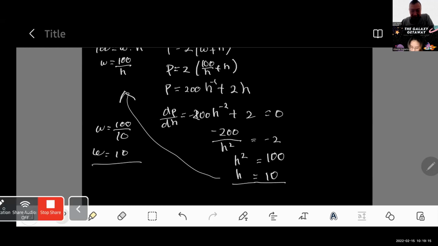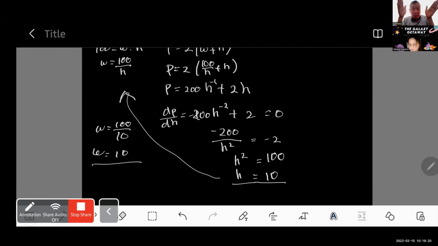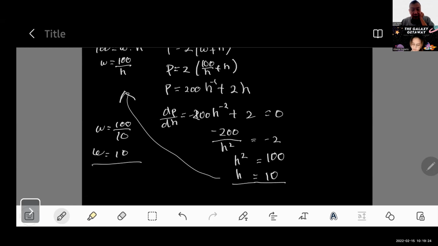Super. Okay, so you see here, first you solve for one variable because you have two variables. After that, you substitute and then you take the first derivative, right? Excellent. So that means the square is actually the rectangle with the minimum perimeter, right? Excellent.